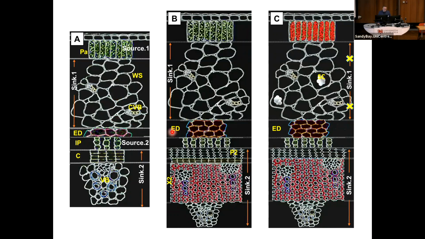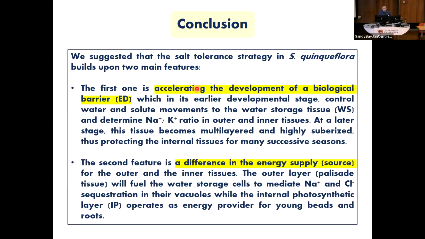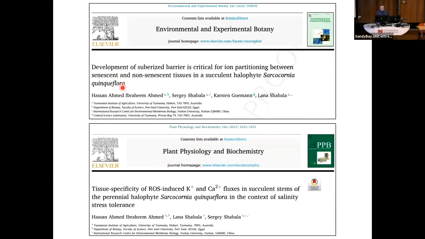I will just go to the conclusion. Here we can see the development of the endodermis-like layer. Our conclusion: we suggest that the salt tolerance strategy in Sarcocornia quinqueflora builds on two main features. The first one is accelerating the development of the biological barrier, and the second feature is a difference in the energy supply. You can find more in our recently published paper.